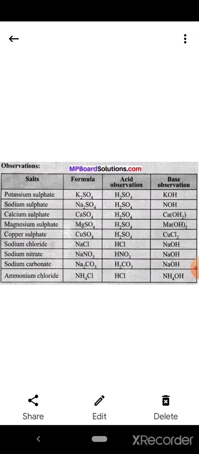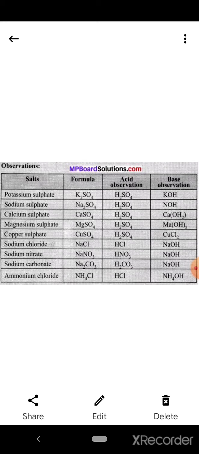Okay, now see, here we are considering one activity. In this activity, we have taken some salts: potassium sulfate, sodium sulfate, calcium sulfate, magnesium sulfate, copper sulfate, sodium chloride, sodium nitrate, sodium carbonate, and ammonium chloride. Okay, now see what we are doing here.